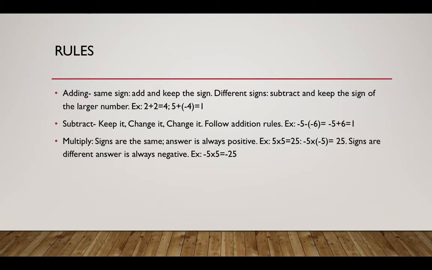Multiply. Signs are the same. Your answer is always positive. 5 times 5 is positive 25, and negative 5 times negative 5 is positive 25. The signs are the same, so the answer is positive. If the signs are different, the answer is always negative. Example, negative 5 times 5. Your signs are the opposite, so your answer will be negative. For the division rule, just go back and remember your multiplication rule. It is the same rule.